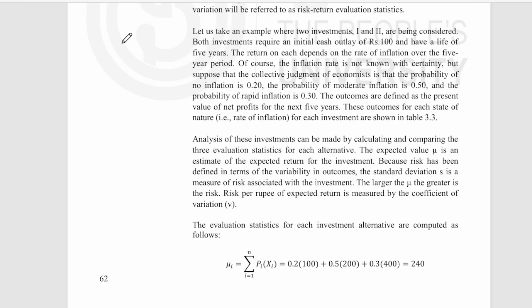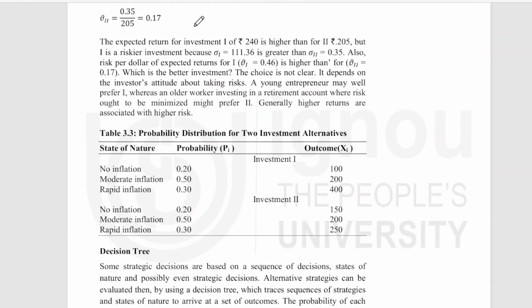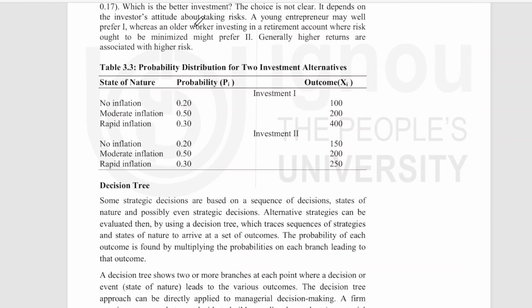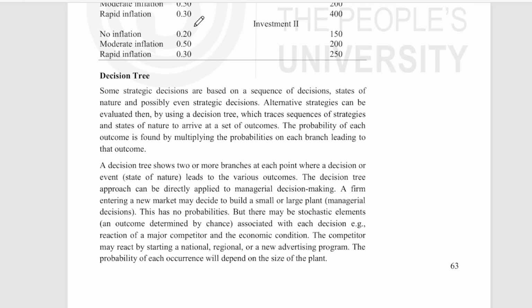Let us take an example. So please go through this example so you will get more idea about this section. And this is all about the equation, and Table 3.3 is there, the probability distribution for two investment alternatives. And the decision tree is also here.